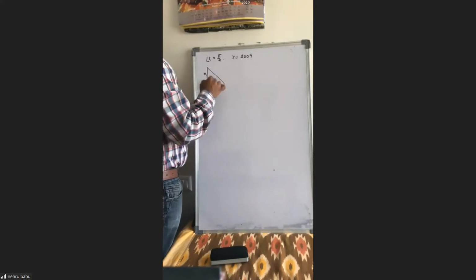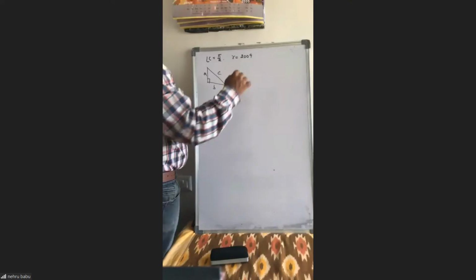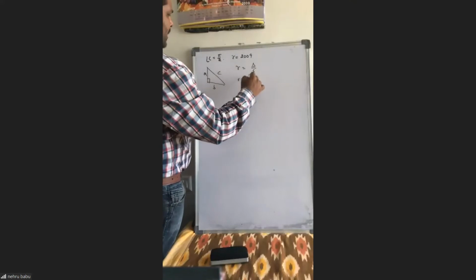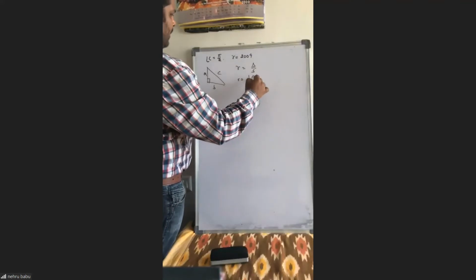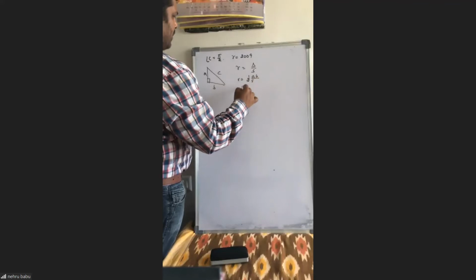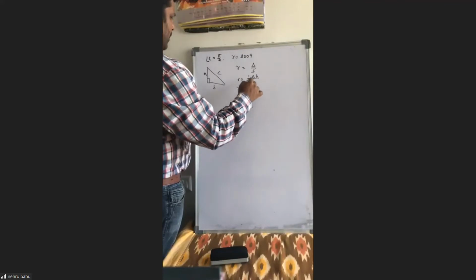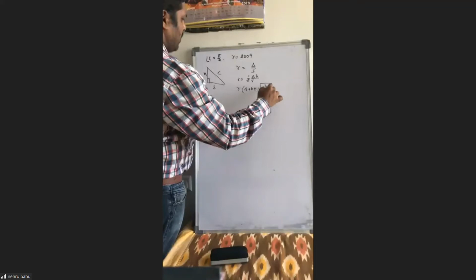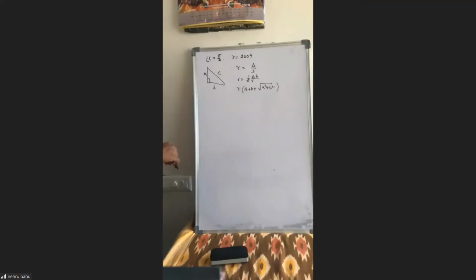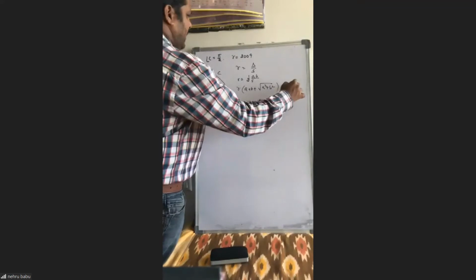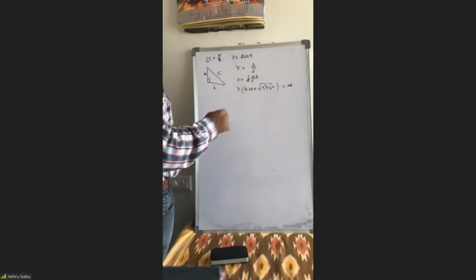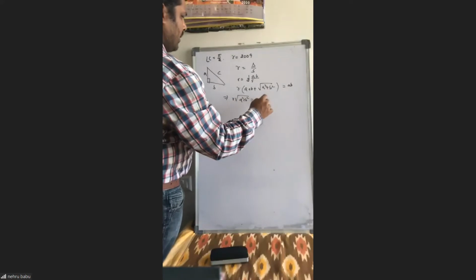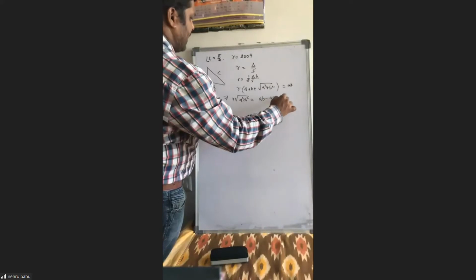So if you take this as A, B, and this as C, we know r equals delta by s. So r equals delta, which here is half AB by s. So r into 2s means a plus b plus c, where c is root a square plus b square, equal to AB. So from this, r into root a square plus b square equals AB minus Ar minus Br.